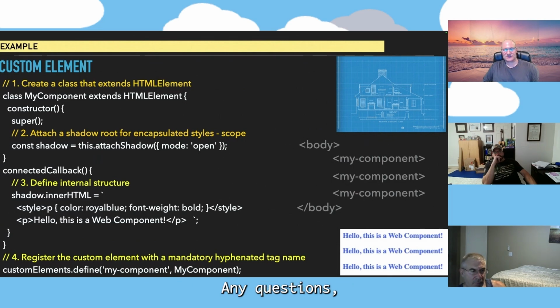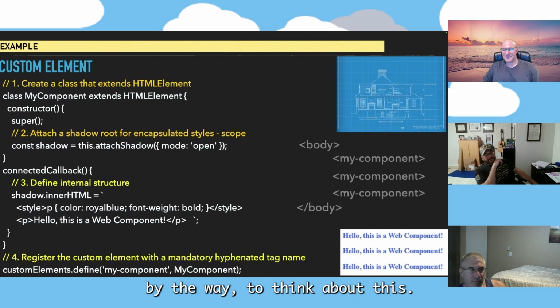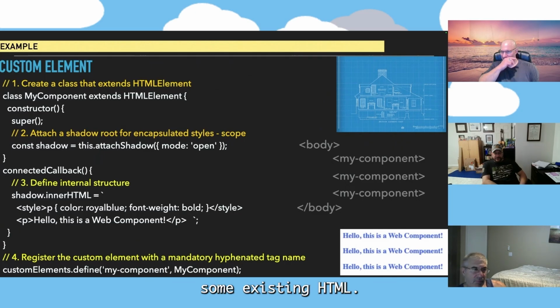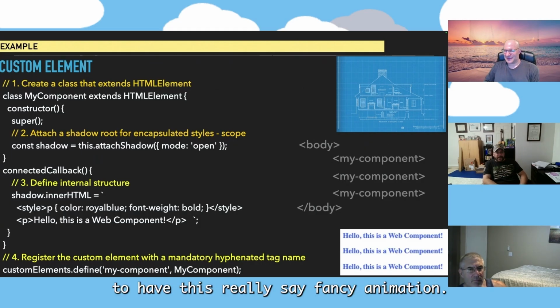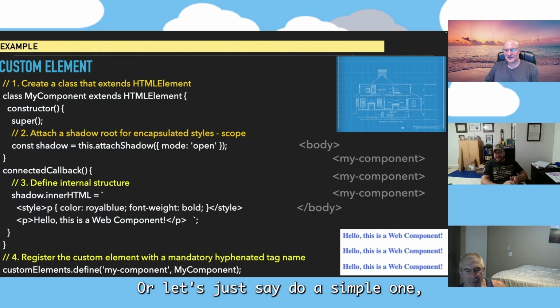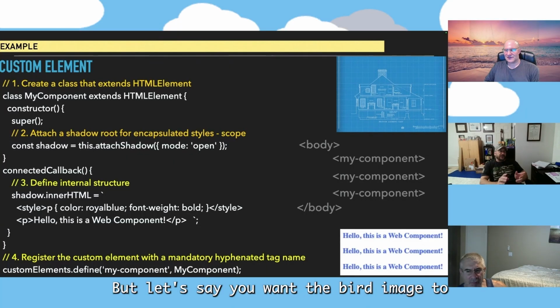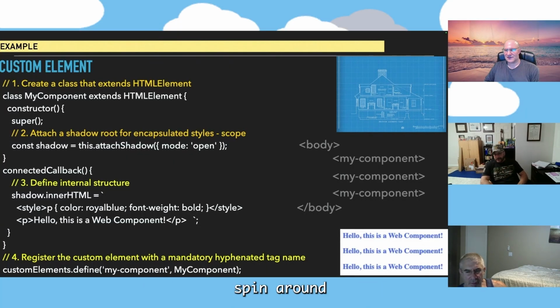Any questions? Right. So the way to think about this, let's say there's some existing HTML, but you don't think it's fancy enough. Like there's buttons, or let's say you wanted a button with a really fancy animation, or let's just do a simple one, say an image. It was a bird image, but let's say you want the bird image to spin around if they click on it or something crazy like that. So this would allow you to create your own super image or my-image as an HTML element that does the things you want it to do.